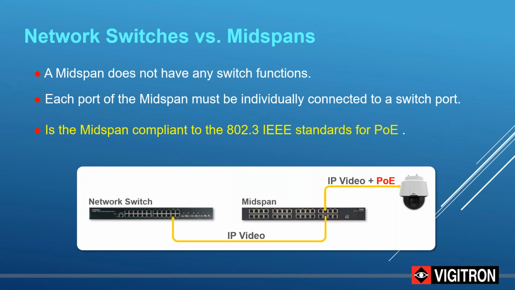So again, a midspan does not have any network switching functions. If I have a 16-channel midspan, then I must reserve 16 channels of my network switch to connect the midspan. Each port of the midspan is then individually connected to the network switch. The important point about midspans is that they conform to IEEE 802.3 standards for PoE, and that includes all the safety features and the parameters that we previously spoke about during Seminar 2 when we covered PoE.